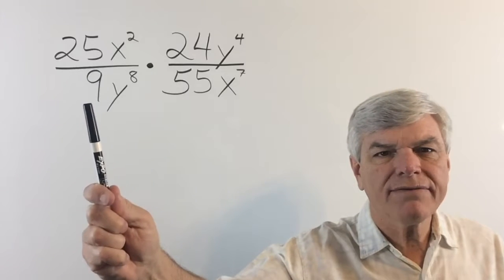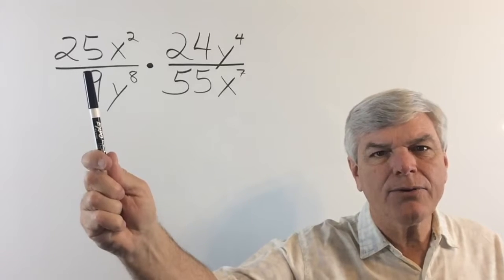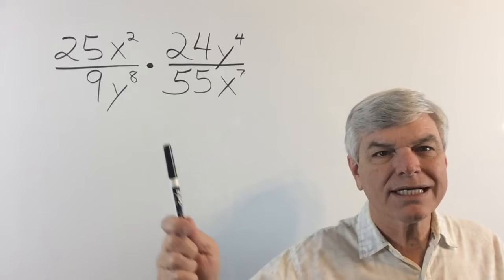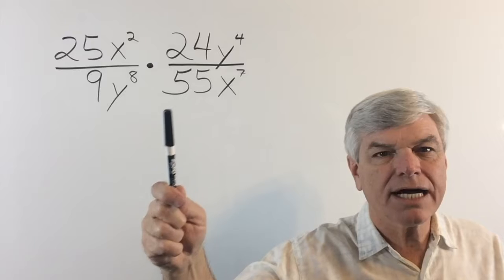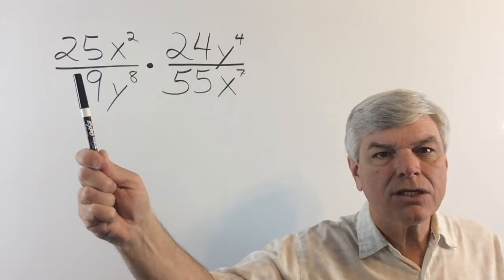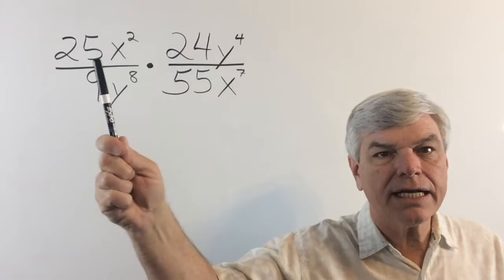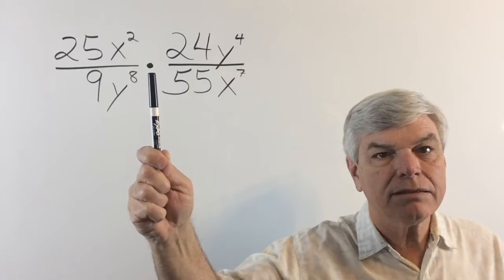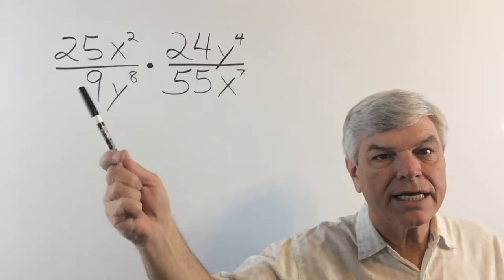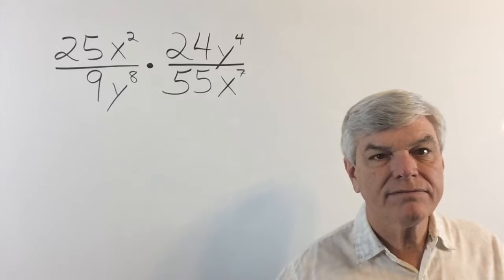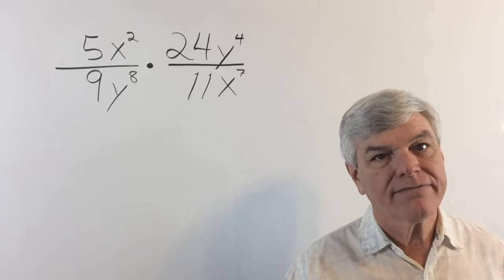We have a 25 here and a 9 there. We can't do anything except that, remember, in an earlier lesson we were cross-dividing and cross-multiplying. So if this is connected, that's not a plus sign or a minus sign, that's a times sign, so all of this is connected. So 25 over 55 gives us 5 over 11.